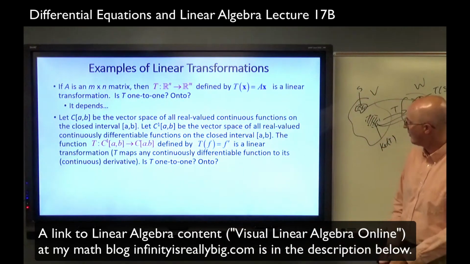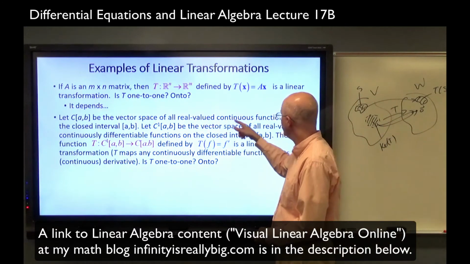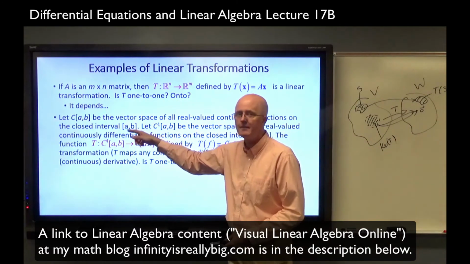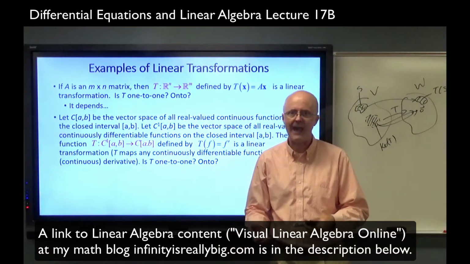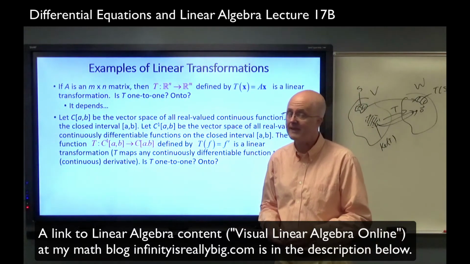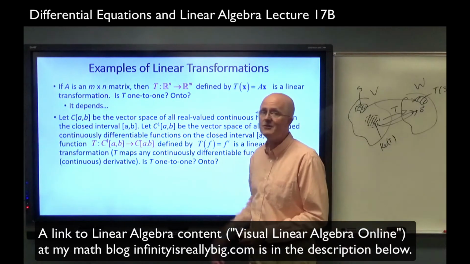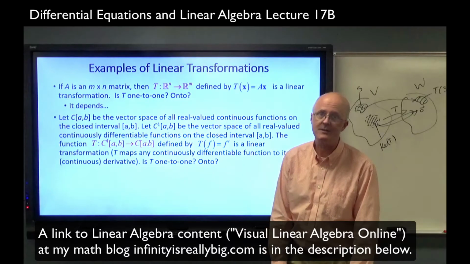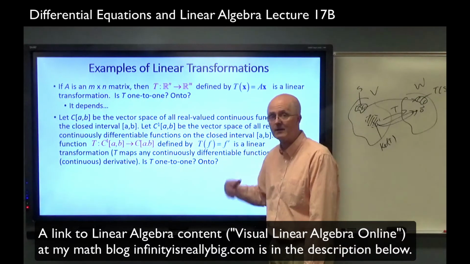Here's a more abstract kind of example. Let C of A comma B be the vector space of all real-valued continuous functions on a closed interval. I didn't really explain why that was a vector space last time, other than just to say you can add functions, you can multiply them by scalars, and the commutative property holds and that kind of thing. But there really is something else that should be mentioned here, and that is the fact that if you add two continuous functions, you still get a continuous function. A fundamental fact from calculus, okay? That is necessary to verify that closure is satisfied.